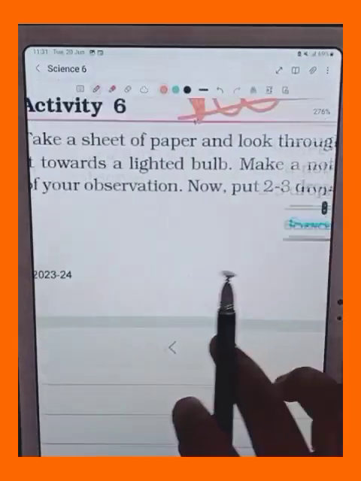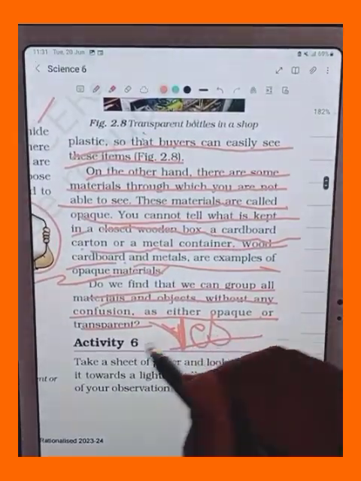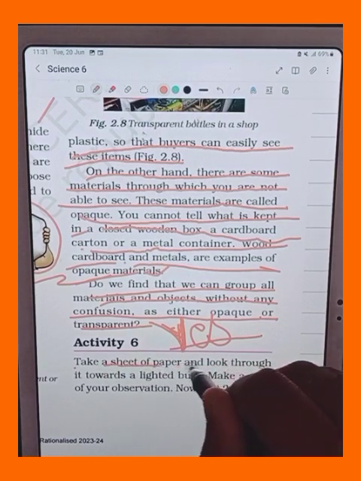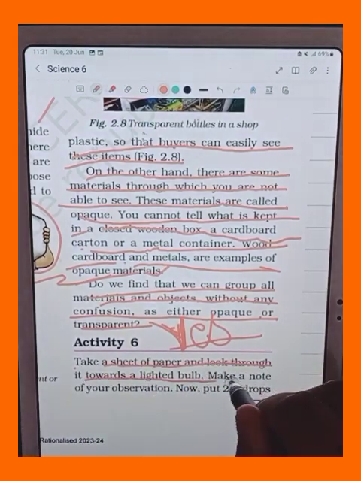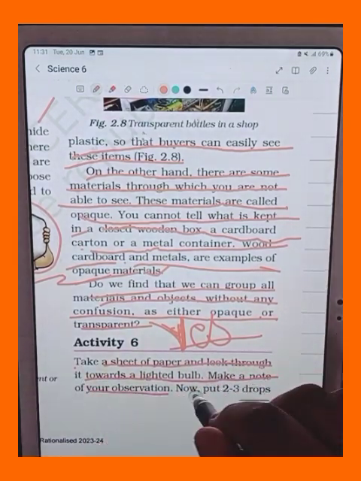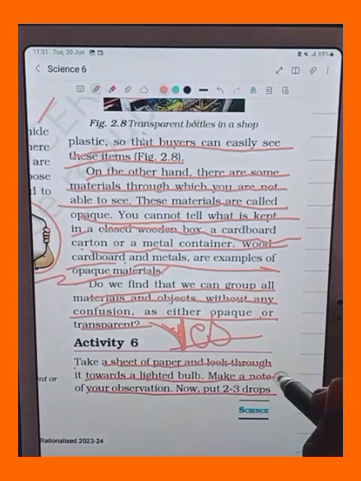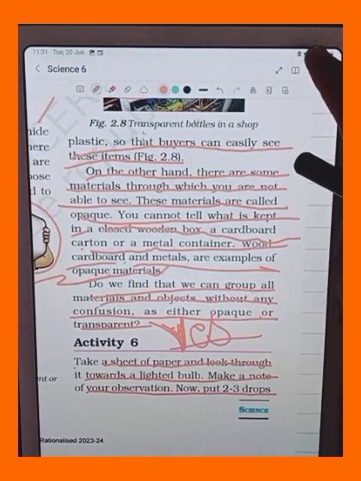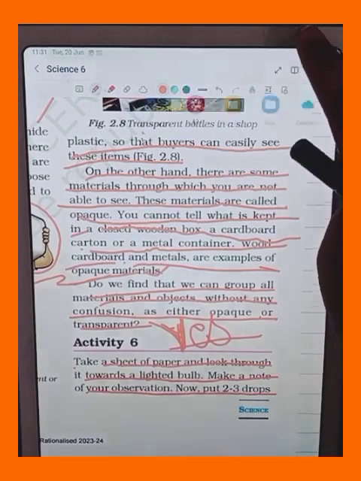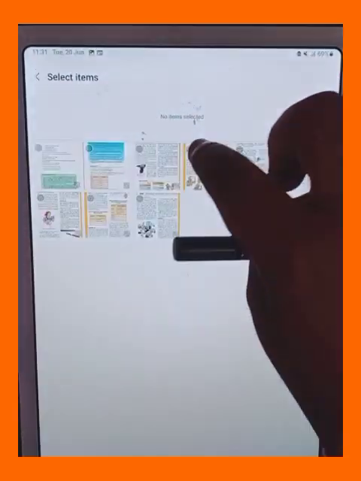Okay. So actively take a sheet of paper and look through it towards the lighted bulb. Take a note of your observation. Put two to three... just a minute. Let me go to the next page.